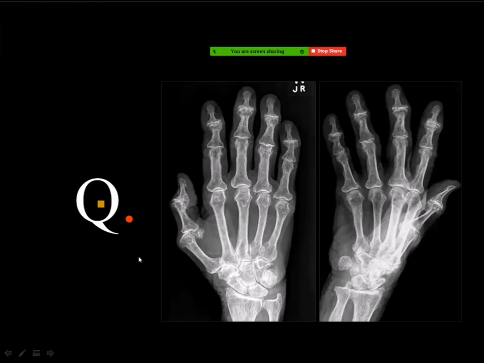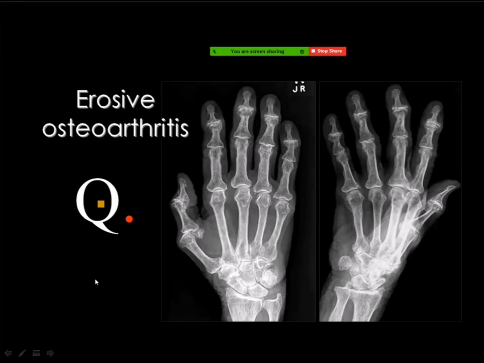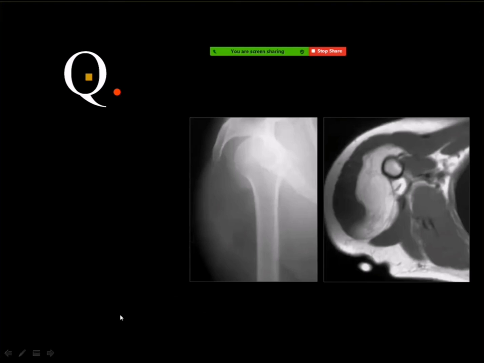But here you see one of the criteria of the distal. Erosive. Yes, and this is erosive osteoarthritis, which affects most of the joints in the distal interphalangeal space. Then here is an X-ray of the shoulder and also an MRI T1 weighted image of the shoulder.